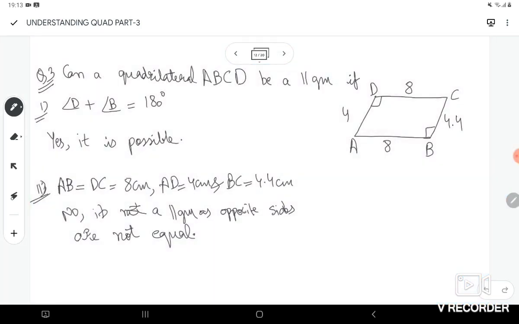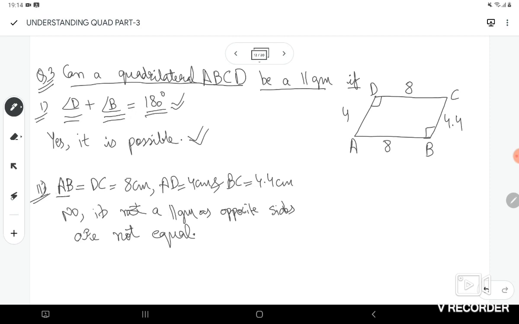Now moving on to the third question, it says, can a quadrilateral ABCD be a parallelogram if angle D plus angle B equal to 180 degree? Yes, it is possible because we already know the property that the sum of the angles of a parallelogram is equal to 180 degree.